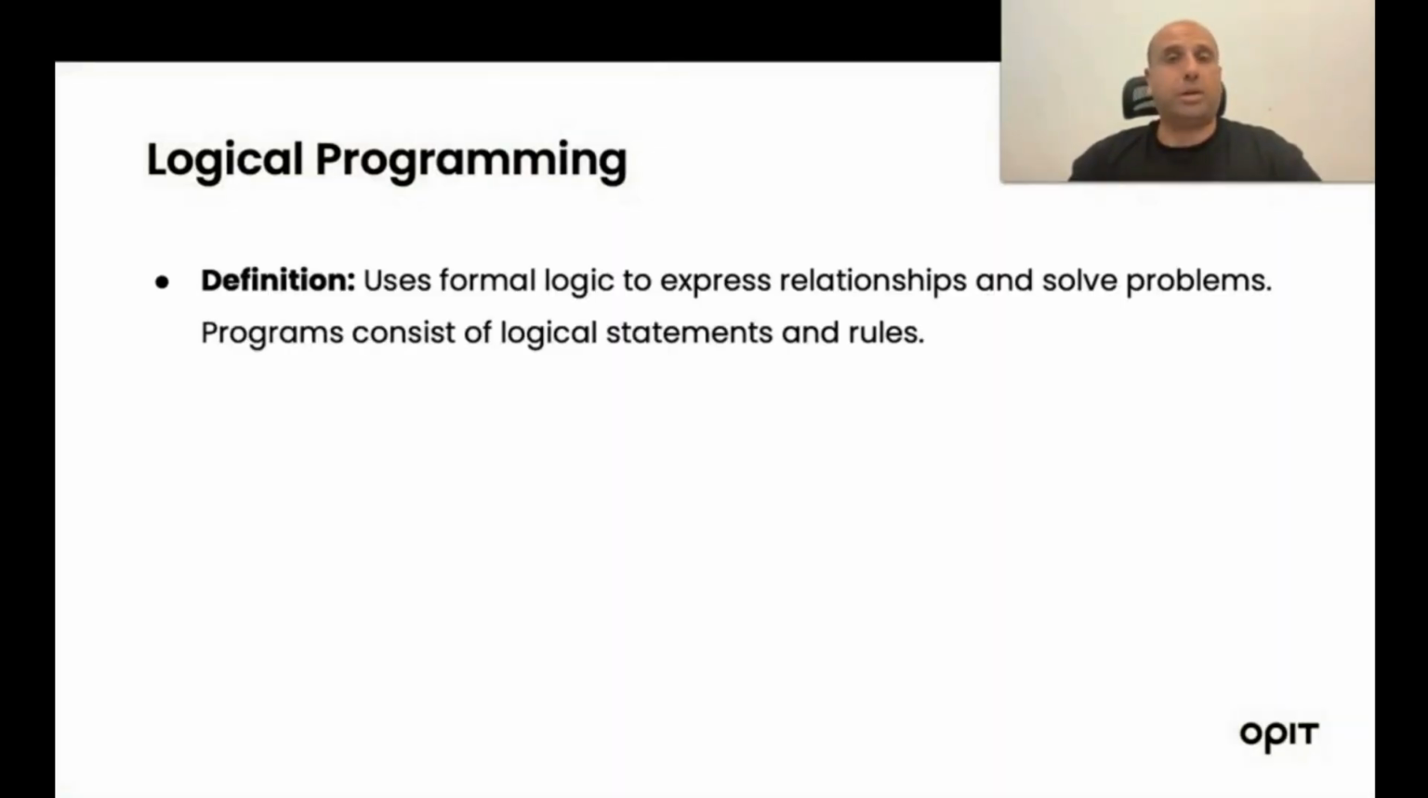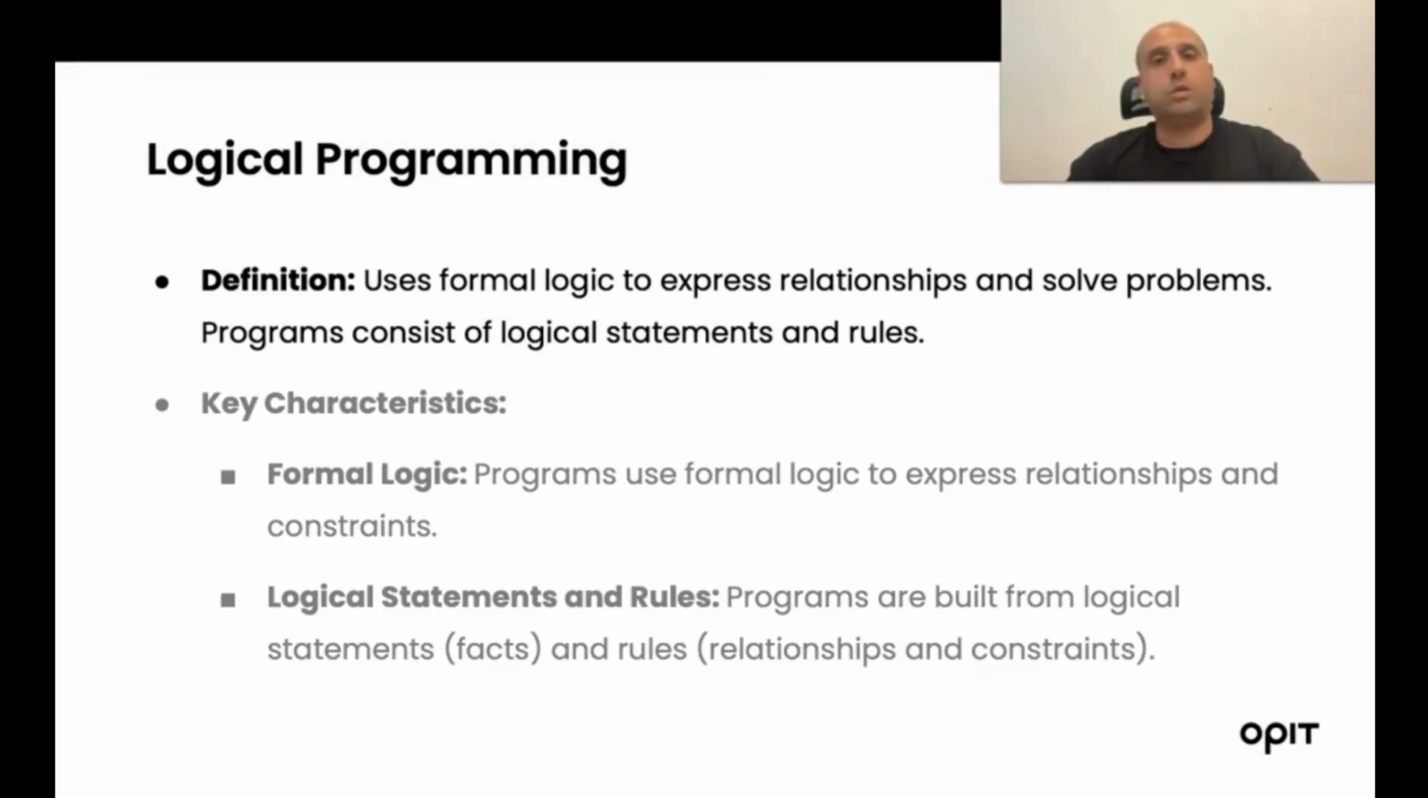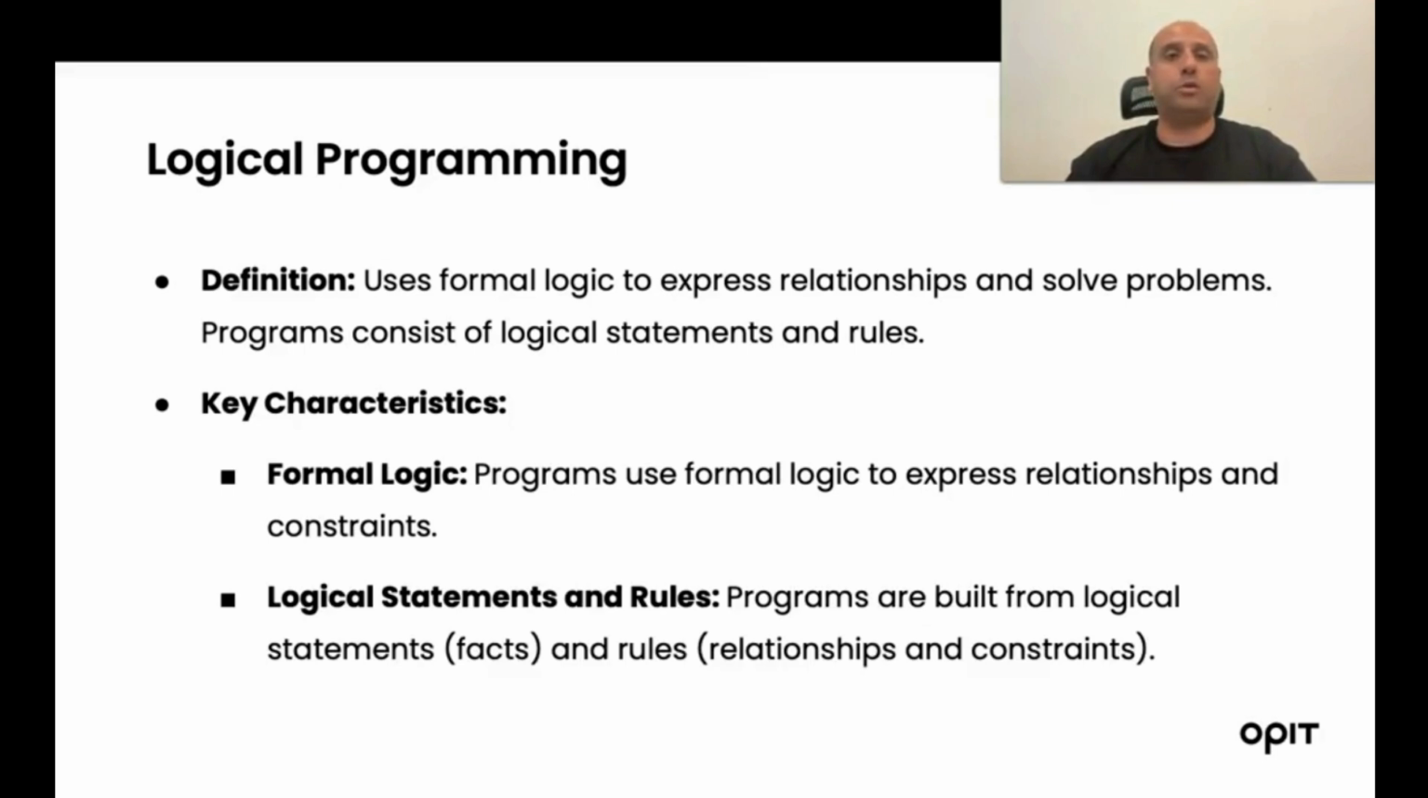We have logical programming. By definition, it uses formal logic to express relationships and solve problems, with programs that consist of logical statements and rules. Two key characteristics: formal logic, because programs use formal logic to express relationships and constraints, and logical statements and rules, where programs are built from logical statements that are called facts and rules that are relationships and constraints.